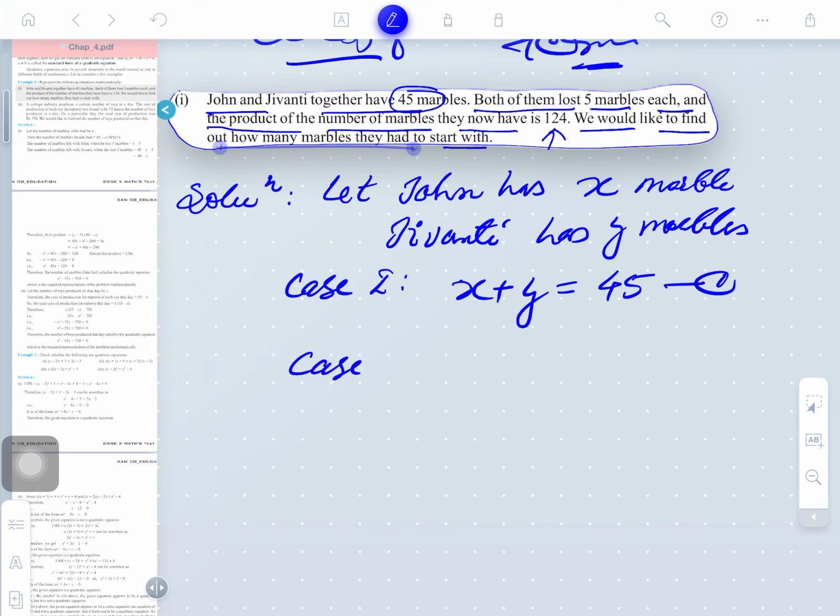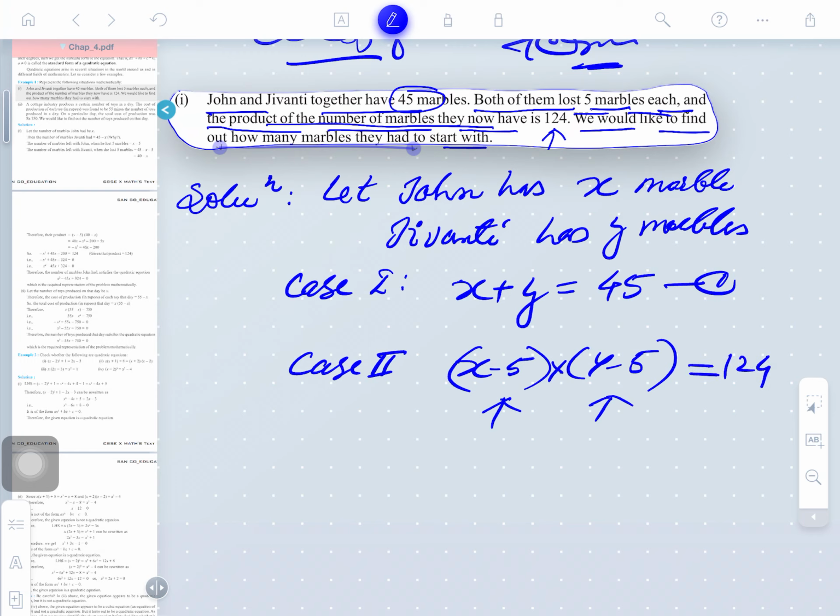And what is the second case, please? The second case is both of them lost 5. Means John lost 5, Jivanti lost 5. It's John, it's Jivanti. Clear? And the product of them. Product means to multiply them. So what is there? 124. This is the second case. Now the situation is to be solved here.